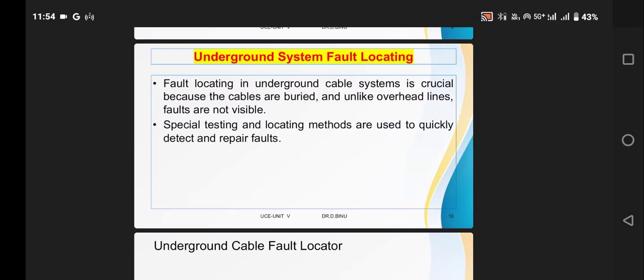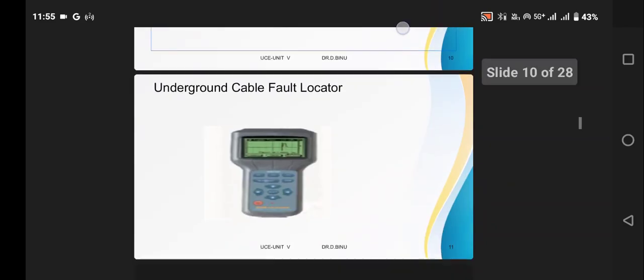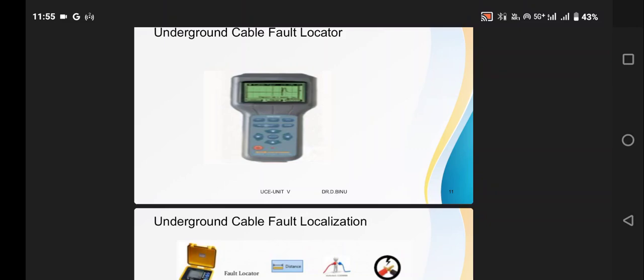The next topic is underground system fault locating. Fault locating in underground cable systems is crucial because the cables are buried and, unlike overhead lines, faults are not visible. Special testing and locating methods are used to quickly detect and repair faults. This diagram represents the underground cable fault locator.